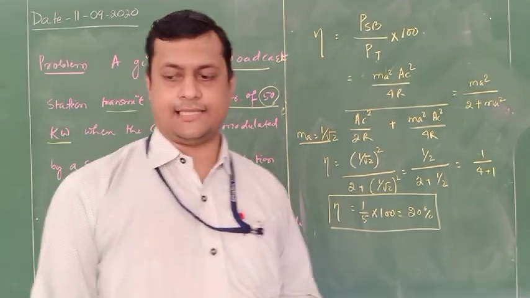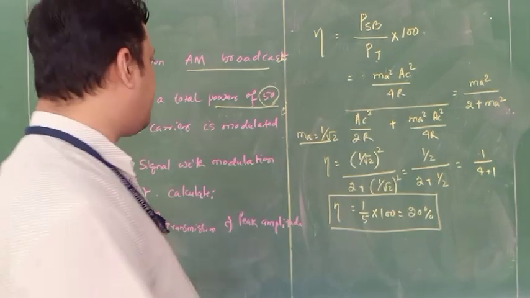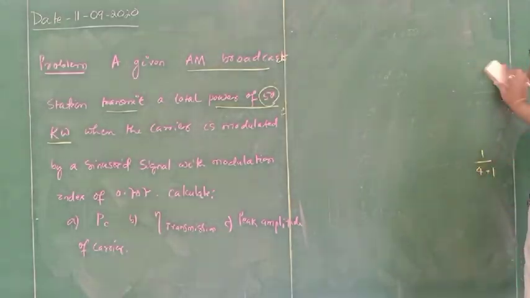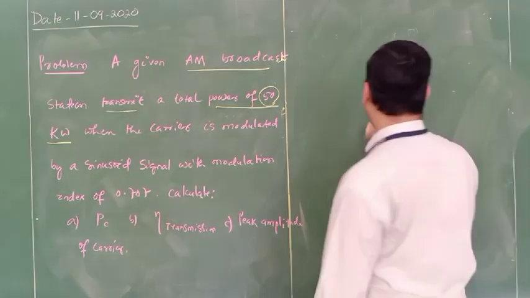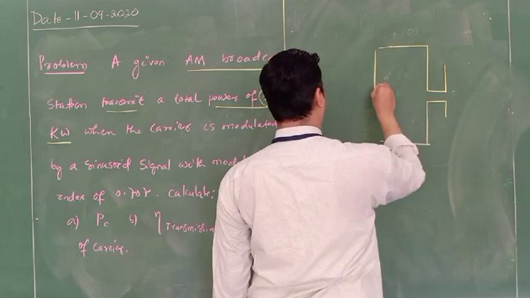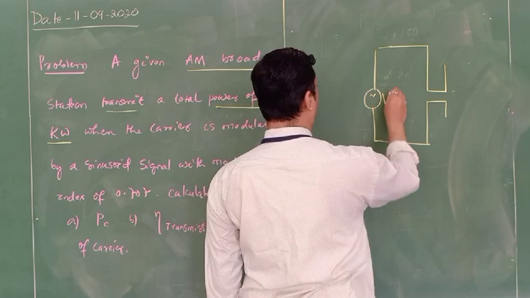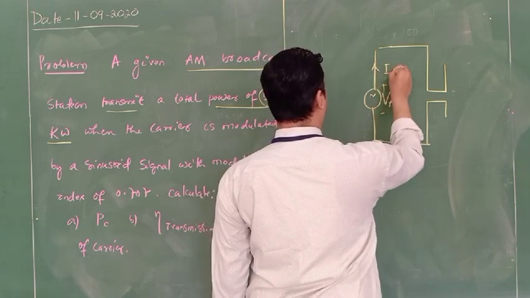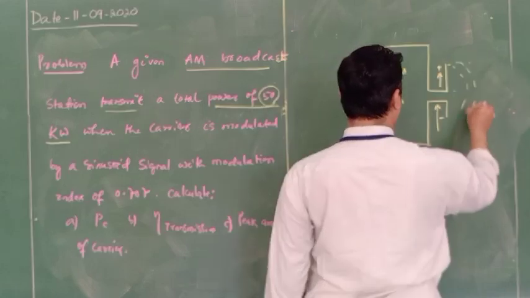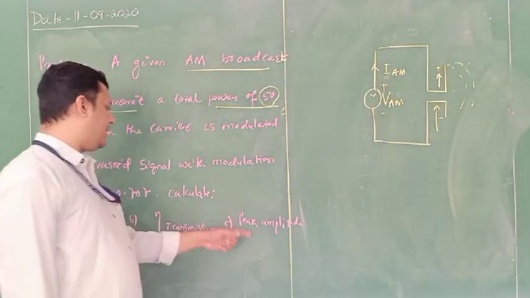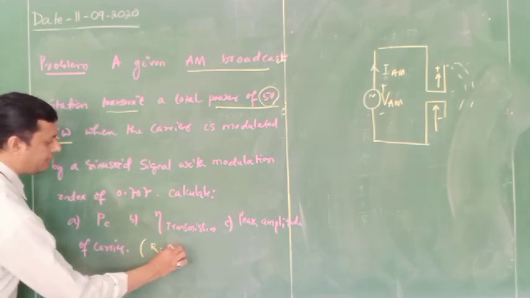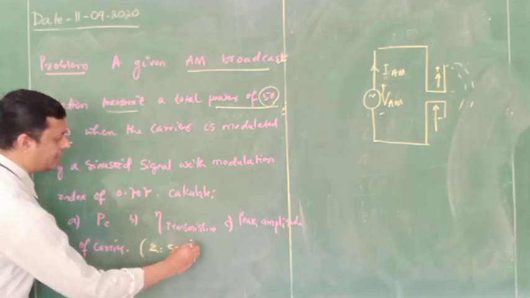How are we going to calculate it? Let's see. In the previous class, I drew a diagram like this. This is my source Vam, here it is Iam, and this is the dipole antenna. Current will move in this direction, current will enter in this direction, EM waves are generated. Here one thing is missing: the peak amplitude of the carrier and the antenna impedance, that is R, equals 50. Here you can write Z equals 50 plus j0 ohm.